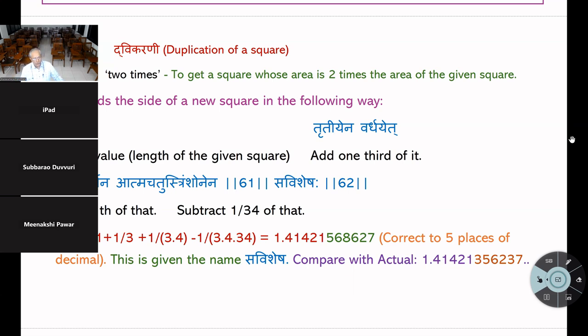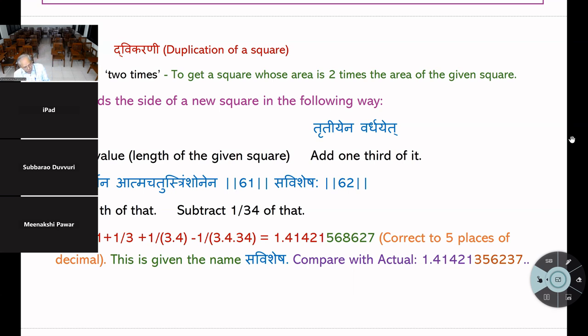Then what you should do? Just you should remember this verse. Tat chaturthena. Tat means that one. So that one third is there. That you increase by one fourth of that. Chaturtha means fourth part. 1 upon 3 divided by 4. So it is 1 upon 3 into 4. Okay. Now you have crossed root 2.